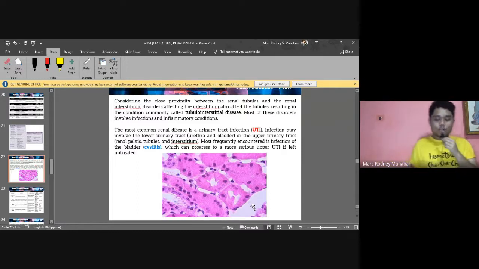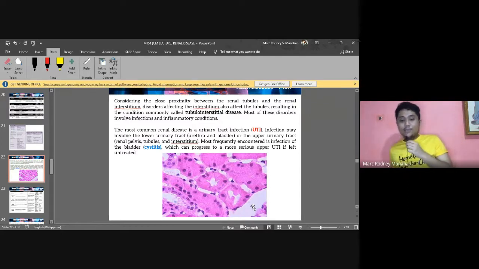All right. So the most common renal disease in all the age layers is of course UTI. Infection may involve the urethra and bladder, which is known as the lower UTI, or the upper UTI, which may include the kidneys, the pelvis, the tubules, and the interstitium. The most frequently encountered is cystitis of the bladder, a lower UTI, and it can progress to a serious upper UTI if untreated. Now, that is known as the ascending UTI.